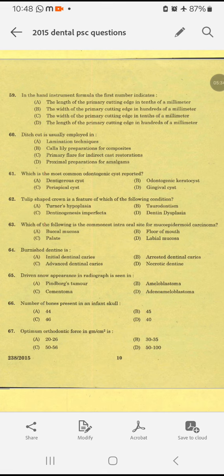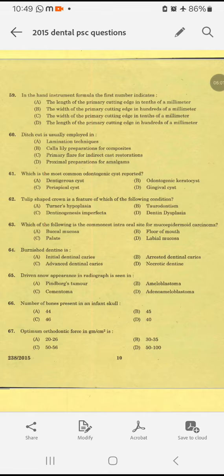Question number 60. Ditch cut is usually employed in which technique? Lamination technique, or Class II preparation for composites, or primary flare for indirect cast restoration, or proximal preparation for amalgam. Ditch cut is mainly employed in proximal preparations for amalgam. Okay, so ditch cut is mainly given in amalgam preparations.